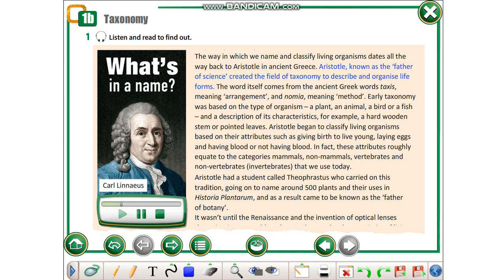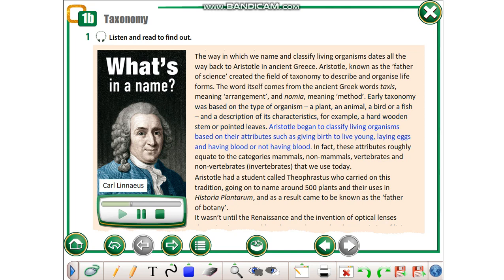Aristotle, known as the father of science, created the field of taxonomy to describe and organize life forms. The word itself comes from the ancient Greek words taxis, meaning arrangement, and nomia, meaning method. Early taxonomy was based on the type of organism, a plant, an animal, a bird, or a fish, and a description of its characteristics, for example, a hard wooden stem or pointed leaves.